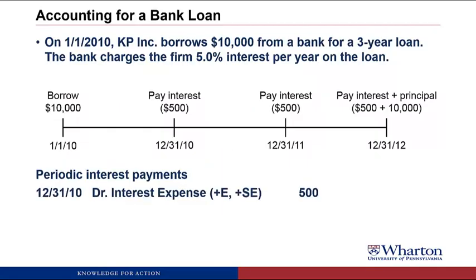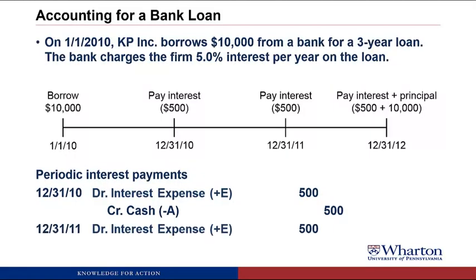Okay, so we are debiting interest expense for $500 because that's a cost of having the loan outstanding. That goes on the income statement as an expense. Credit cash for $500 because we're paying $500 cash. December 31, 2011, we make the same journal entry. We debit interest expense and we credit cash.